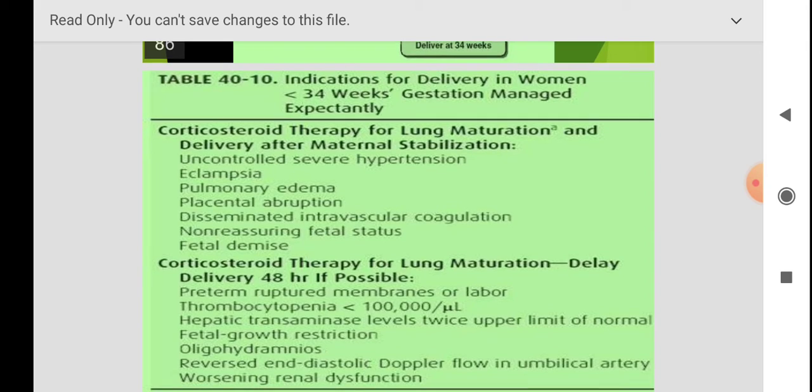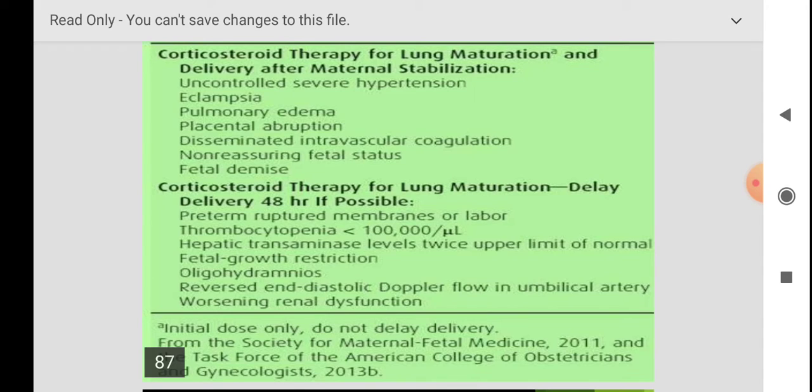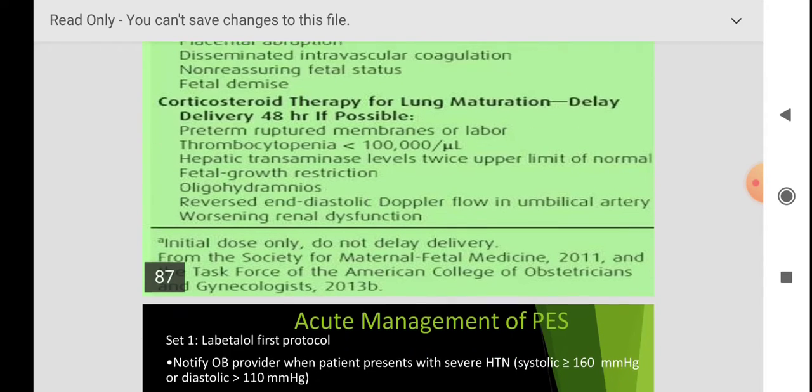Indications for delivery in women with less than 34 weeks of gestation: corticosteroid therapy for lung maturation and delivery after maternal stabilization. Here you can give only the initial first dose, but you cannot wait for the complete coverage. In what cases can you give only the initial first dose? If it is less than 34 weeks for lung maturation, with uncontrolled severe hypertension, eclampsia, pulmonary edema, placental abruption, DIC, non-reassuring fetal status, fetal demise. In such cases you are going to terminate her immediately. So here you are considering only the first initial dose of betnesol.